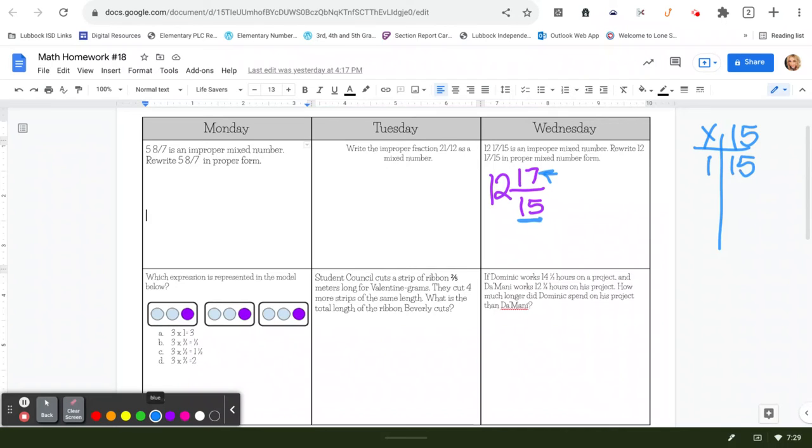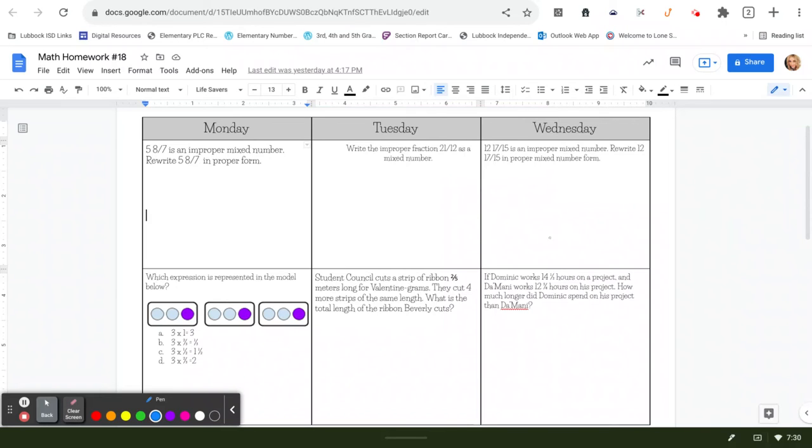1 times 15 is 15. 2 times 15 is 30. So I can only get my money one time. Got to come back and add that here to this whole number. Okay, so now I've got 13. Now you have to take away the money that you just took from the bank. 17 minus 15. Your denominator never changes, so complete the problem here. Finish the problem. Okay, last one on this side.